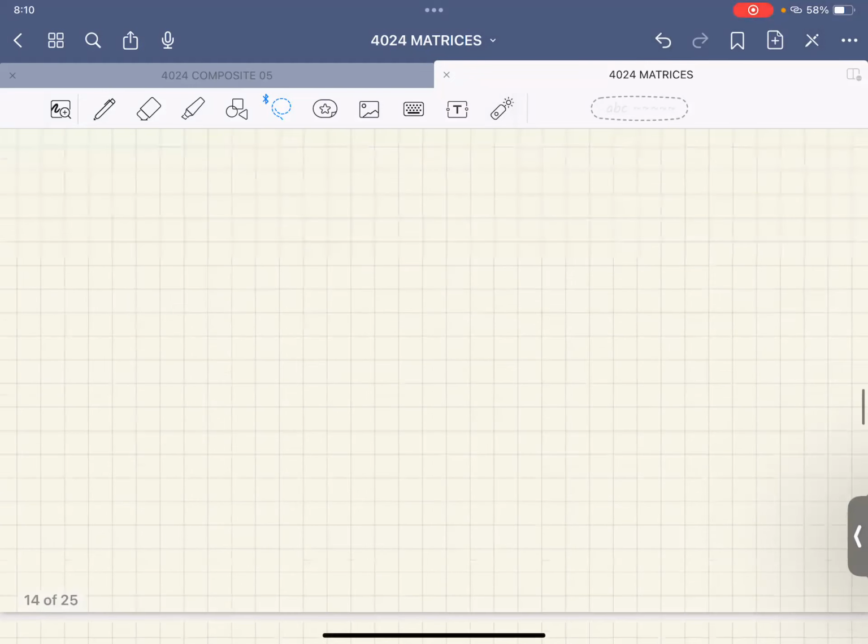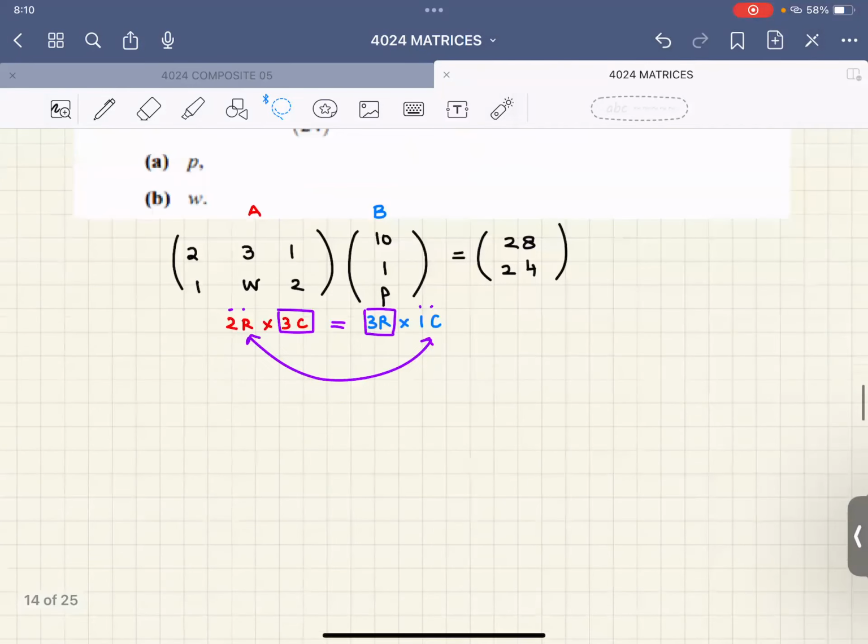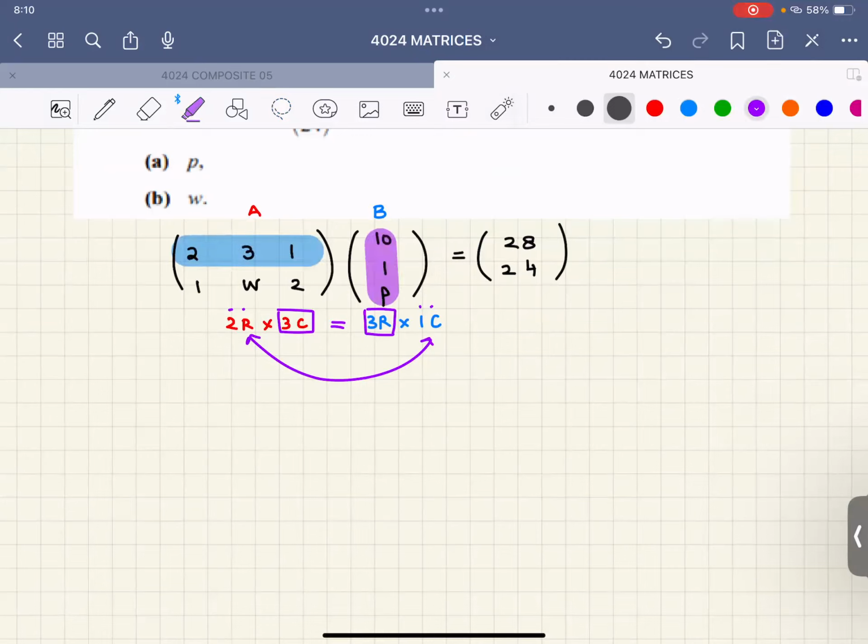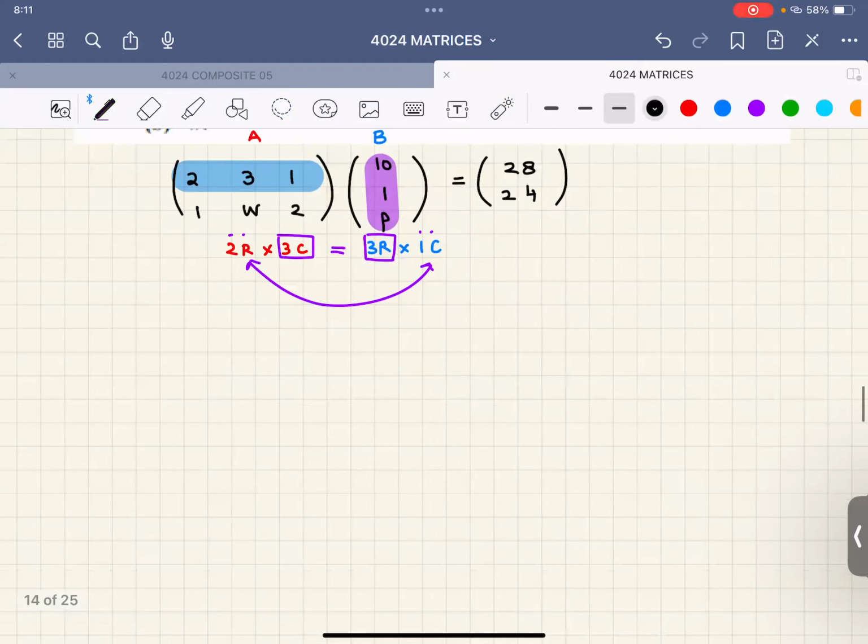Okay. Now over here, when I multiply it out, again, the rule is the same. That is rows and that is column, like this. So multiply each corresponding element. 2 gets multiplied with 10. 3 gets multiplied with 1. 1 gets multiplied with P. So first of all, I'll multiply. That is 2 into 10, 3 into 1, 1 into P. That is the first thing.